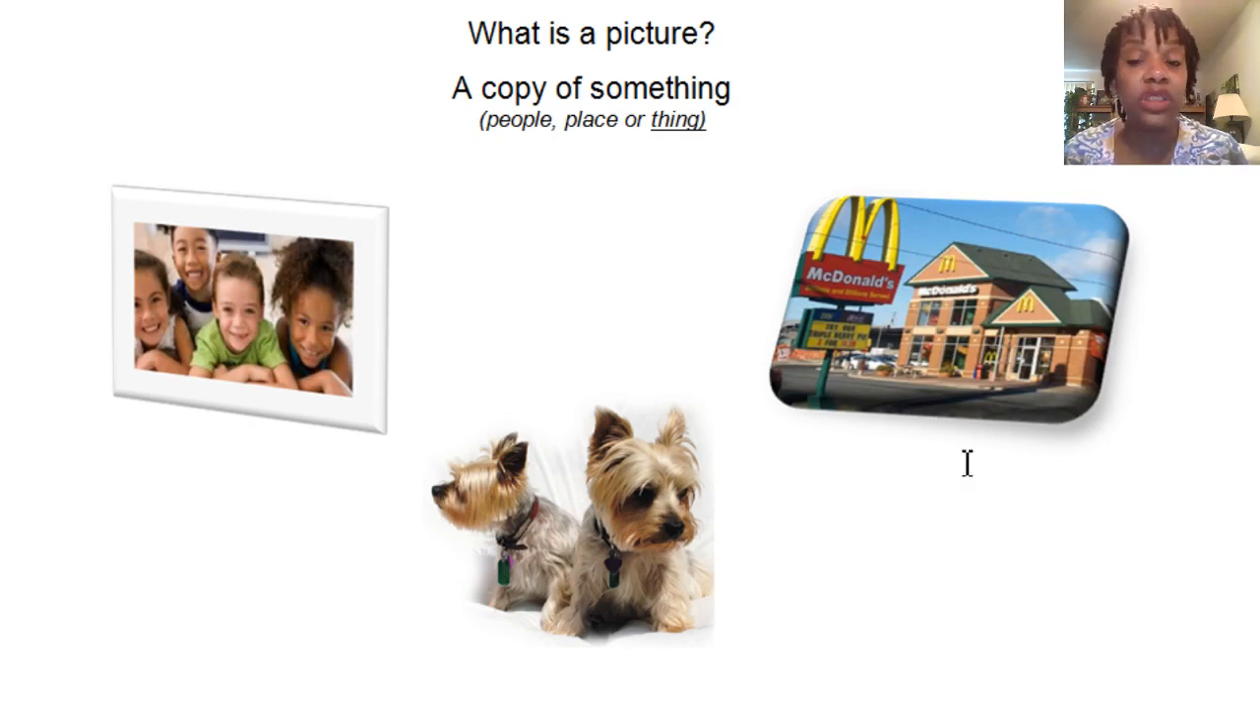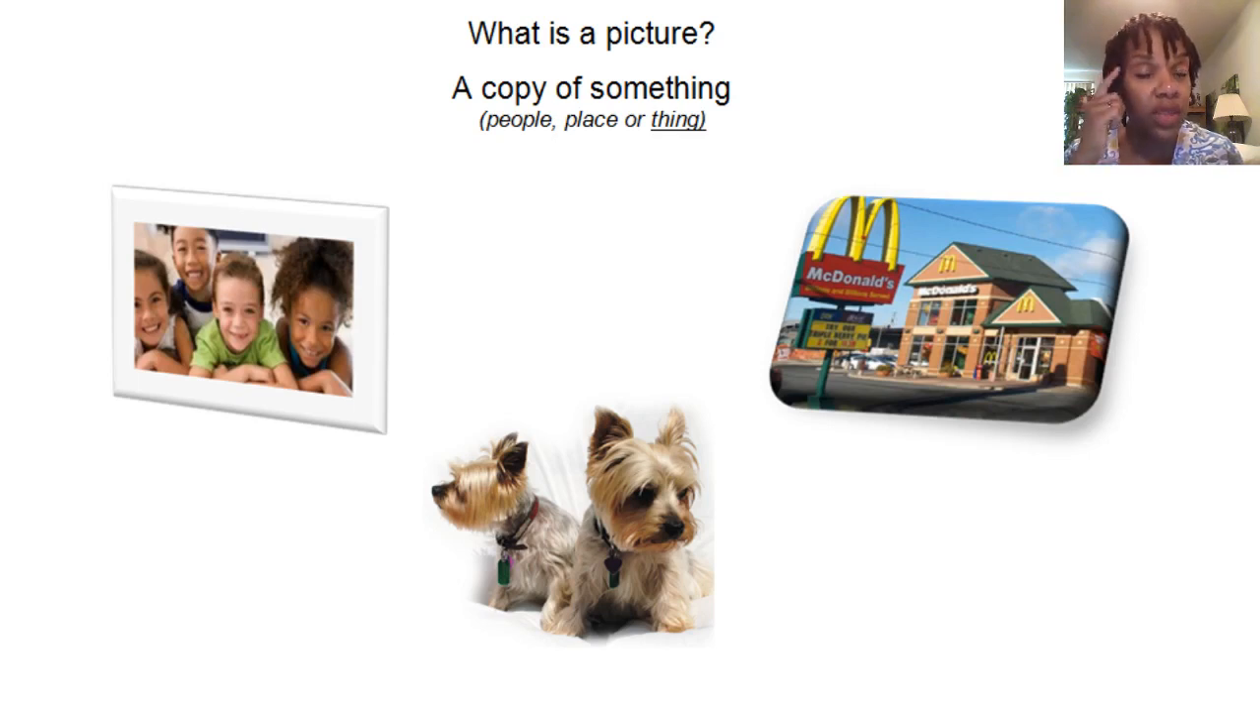The next thing I want you to look at is this place. This is a very popular place. Who can name this place here with the golden arches? McDonald's, right? So this is a picture of McDonald's. And this last image is a copy or a picture of a thing. And this thing is two really cute little puppies, right? Again, what's a picture? A picture is a copy of a person, a place, or a thing.